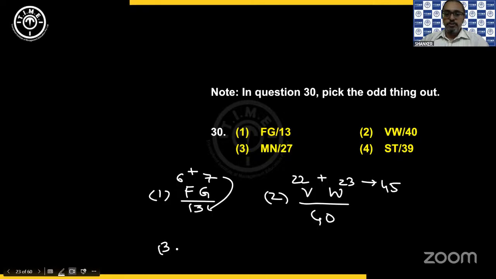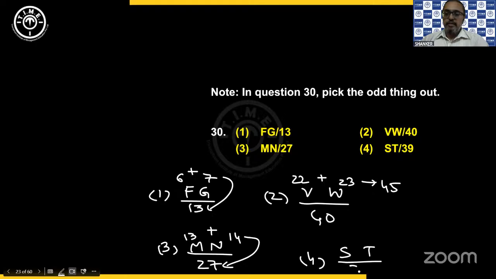So let's see the third option, MN 27. 13 and 14, by adding, correct, 27. Fourth option, ST upon 39. S is 19, T is 20. By adding, correct, you are getting the denominator. So except for the second option, all the remaining options have the same logic.